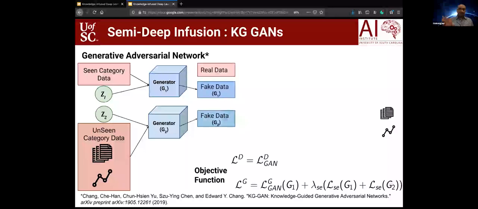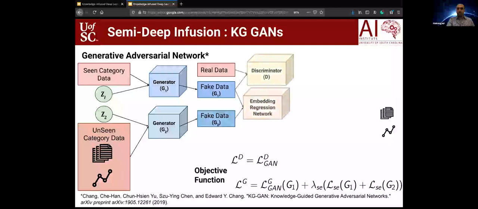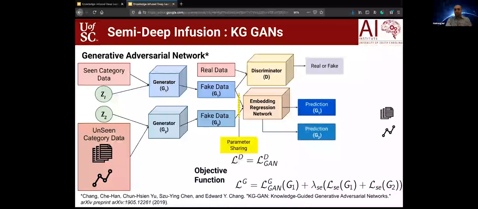As I said in the previous slide, a generator will generate some fake data, some fake representation. You have real data, which is your training sample, and you are already training a discriminator. The discriminator is trying to help the generator learn a better representation of its fake data. But there is no guide for the unseen categories. So what we essentially do is share the parameters of generator one, which is being trained with guidance from the discriminator, with generator two, in a kind of embedding regression framework.